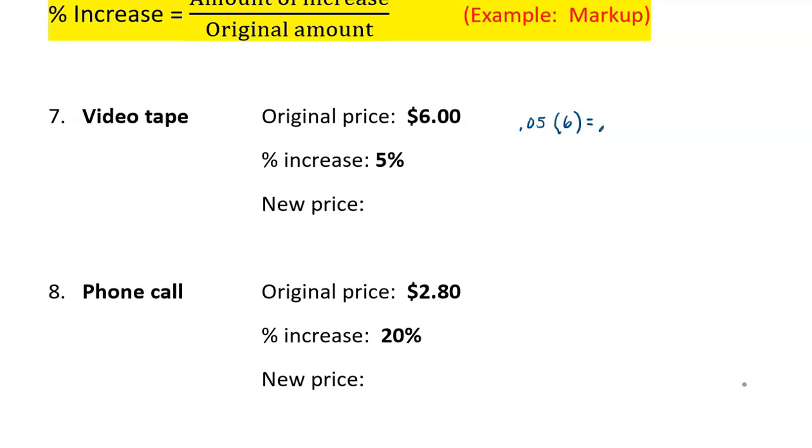That is 0.3. Because we're working with money, I'm going to put another 0 on that to make 0.30, which is 30 cents. A 5% increase on something that only costs $6 is just a 30-cent increase. Now the new price is $6 plus that 30-cent increase, which is $6.30.